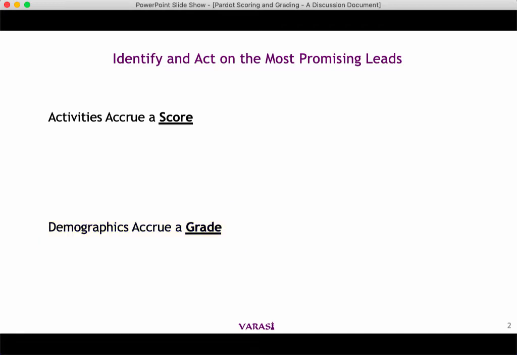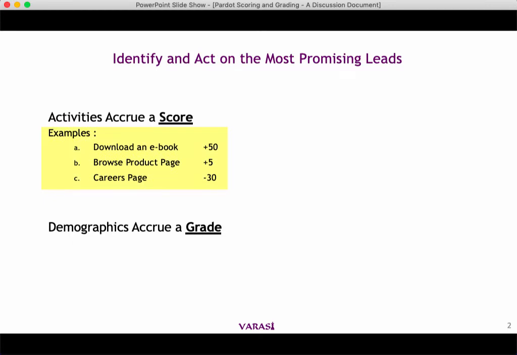Now let's look at some examples. Activities on your site that could show an interest in talking to your sales team, say downloading an ebook from your site, or browsing through a product page or the pricing page. These are all activities that show an interest in talking to your sales team. On the other hand, if they are spending time on your careers page, that could mean that they are a job seeker and that the rest of their activities may not necessarily be adding up to being a prospective customer. So you want to reduce the score in that case.